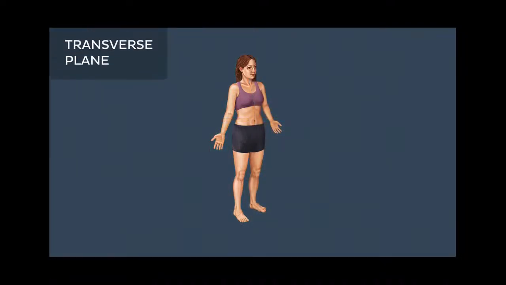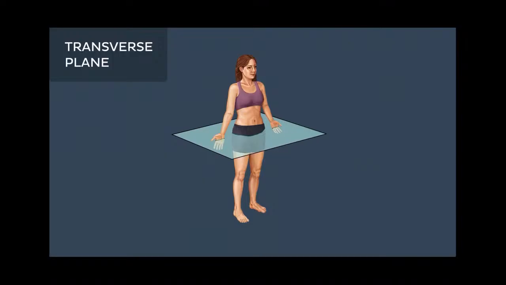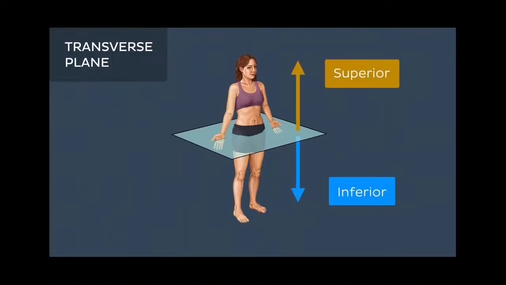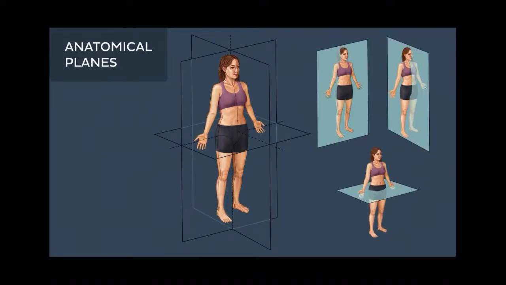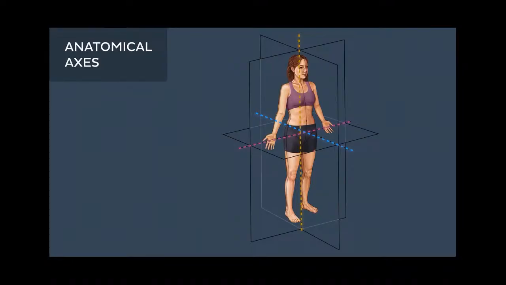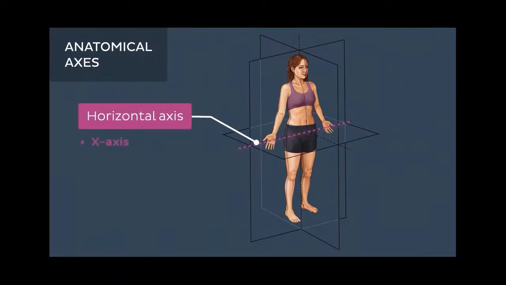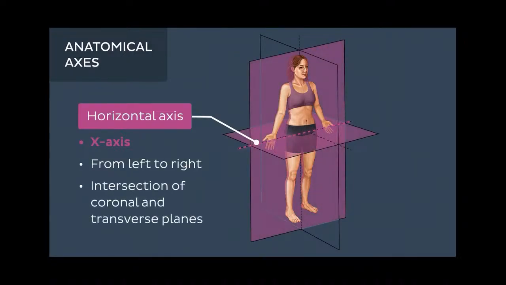Next, we have the transverse plane, which is a horizontal plane that divides the body into superior and inferior portions. We also sometimes refer to this as a cross-section. In addition to anatomical planes, we also have anatomical axes. These are straight imaginary lines that run through the body along three directions. We have the horizontal axis, also known as the mediolateral or x-axis, which passes from left to right and is formed by the intersection of the coronal and transverse planes.